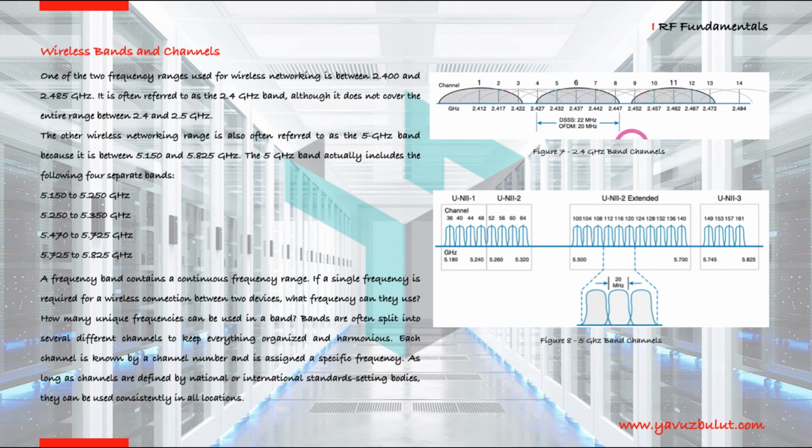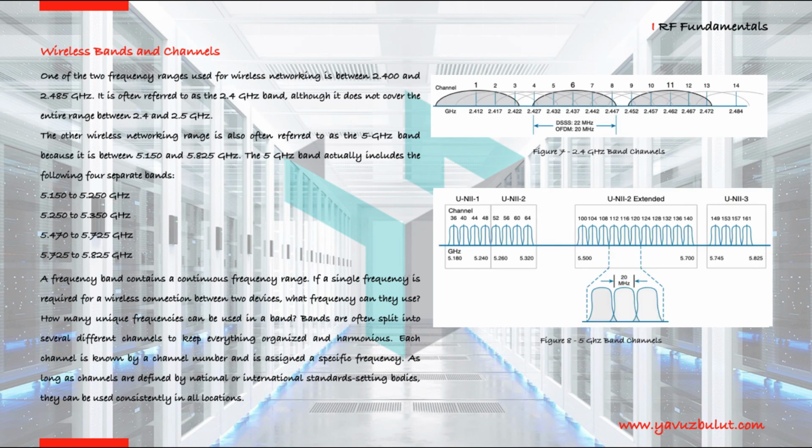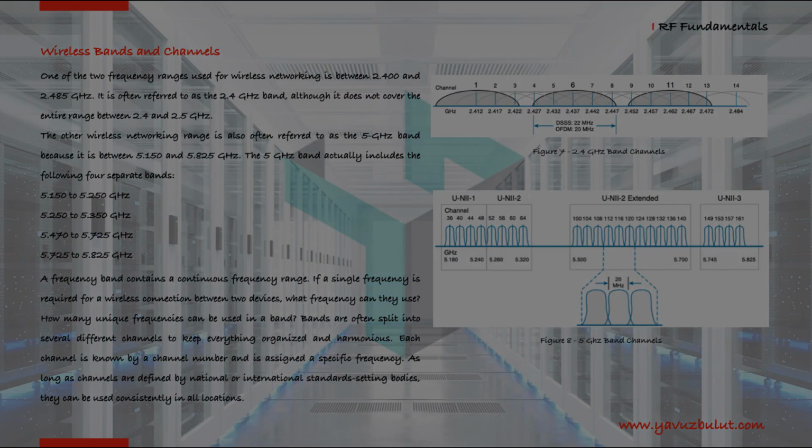Here 2.4 GHz also shows the channels we use. We have channels from 1 to 14. In the 2.4 GHz band our channels 1, 6 and 11 broadcast without conflict, and in 5 GHz we have 23 non-overlapping channels, so these channels are more widely used today.